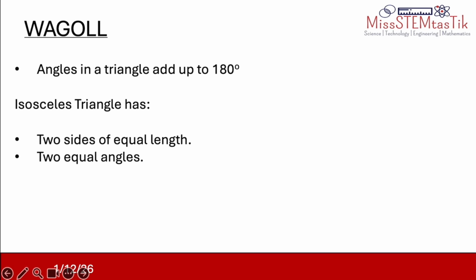A triangle has three angles, and the sum of these three angles is 180. An isosceles triangle has two sides of equal length and two equal angles.